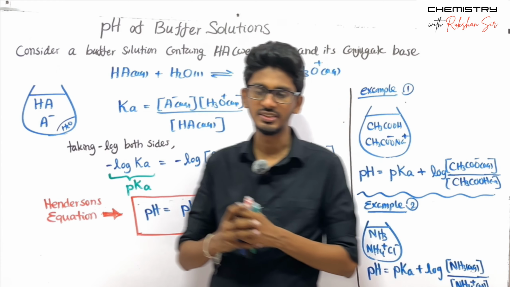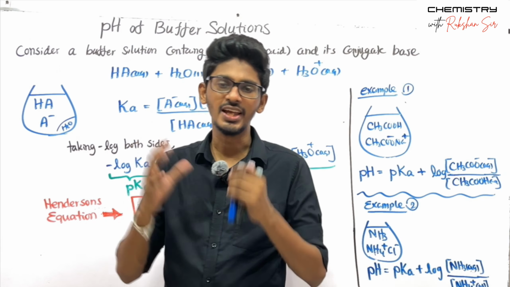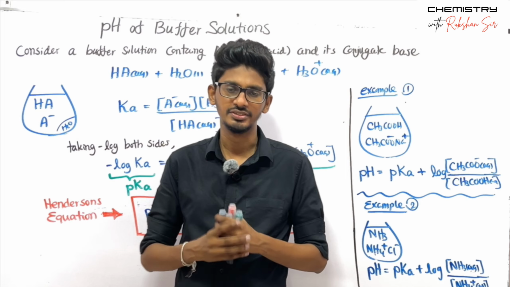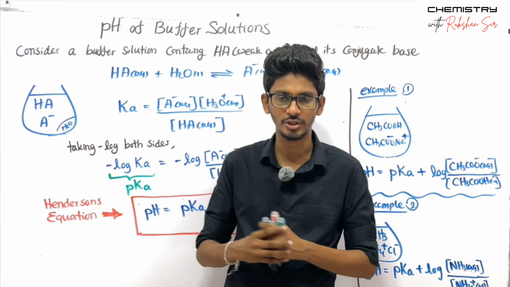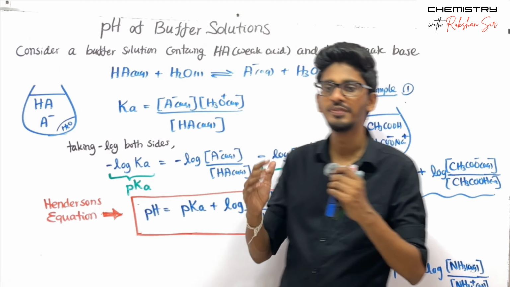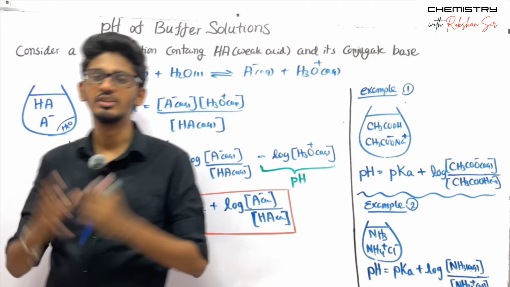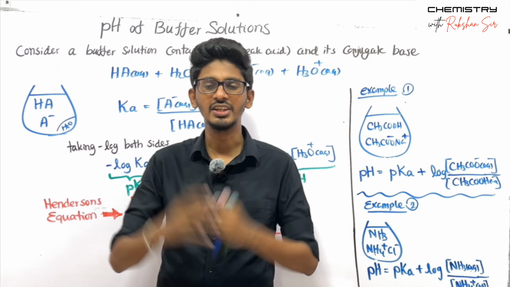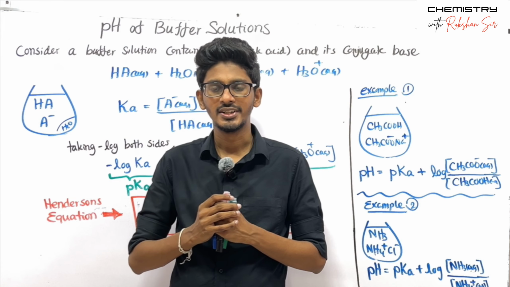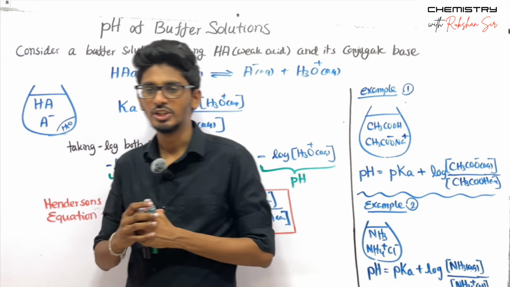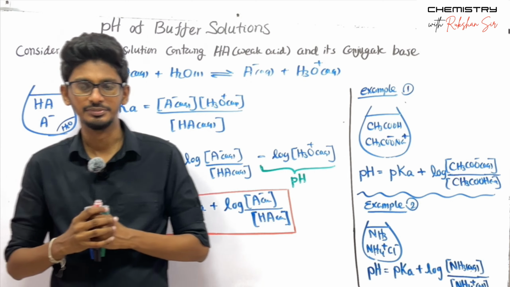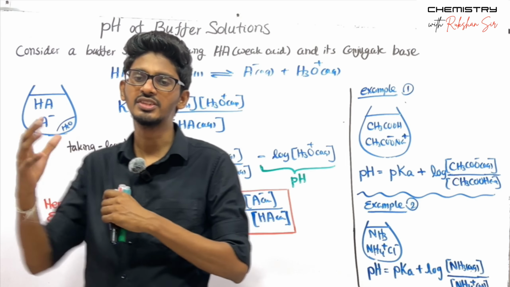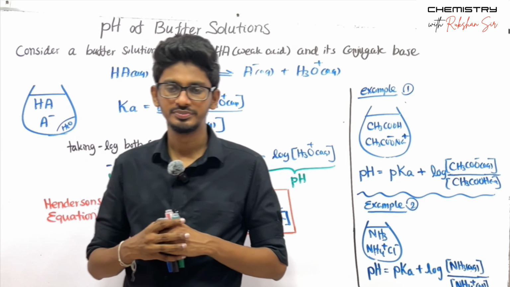To be considered a buffer, the solution should be able to neutralize both the H pluses and the OH minuses effectively, not just one species, not just only the OH minuses, or not just only the H pluses. Both should be neutralized effectively for a solution to be considered a buffer. So it is very clear the ratio between the acid and the base inside the buffer should come up with some kind of similar values. The ratio should not exceed 1 to 10, right?